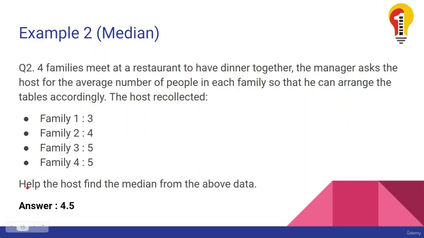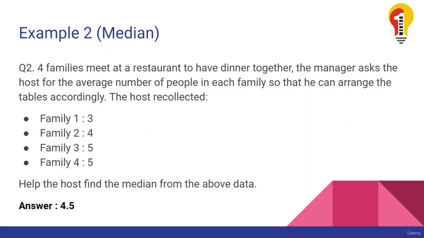Let's just do the mean calculation here. The mean should be 3 plus 4 plus 5 plus 5, that is 17. Now, what is 17 divided by 4? It will be 4.25.